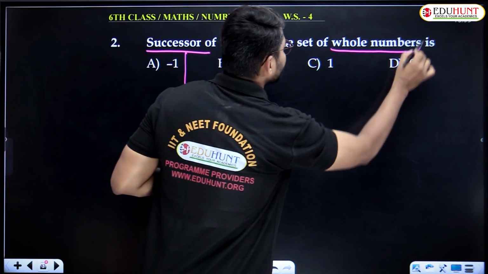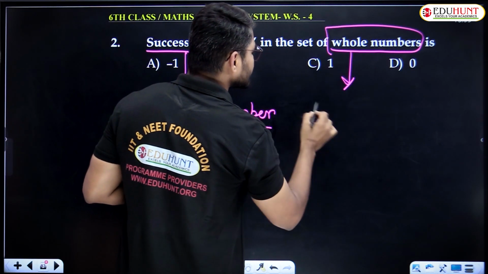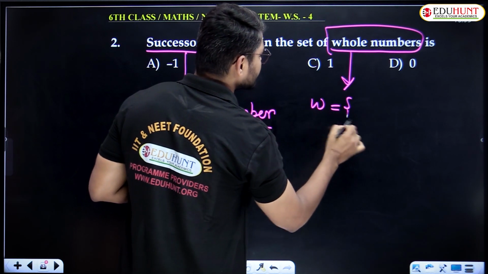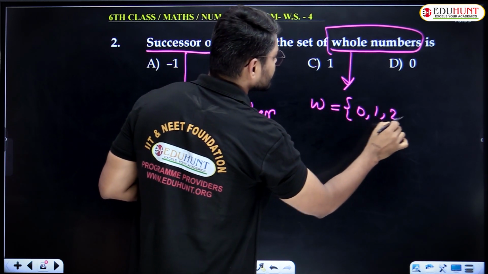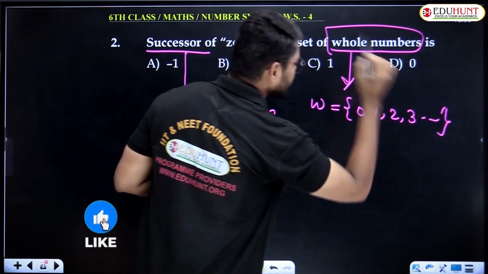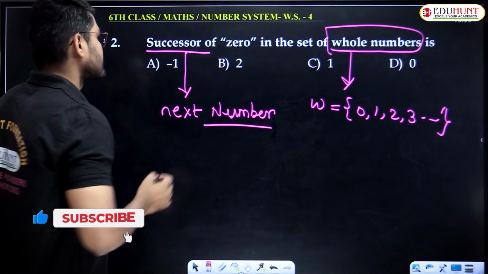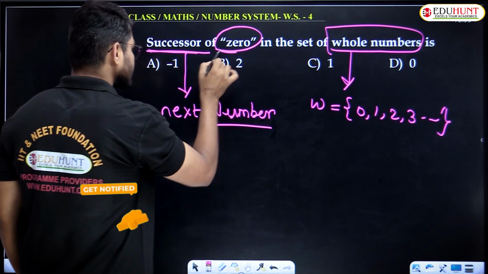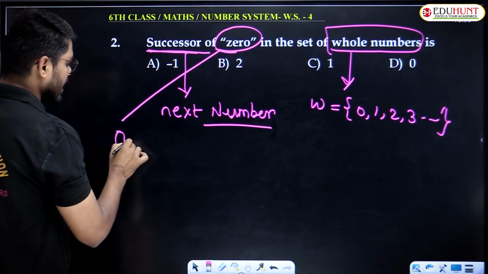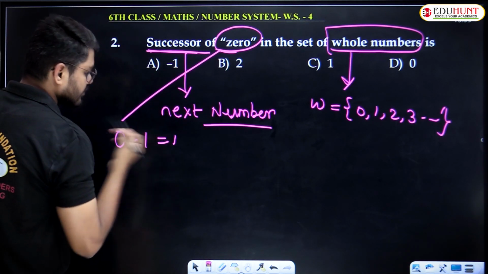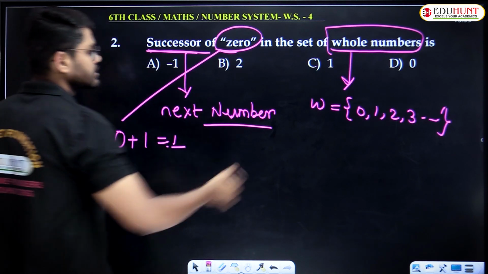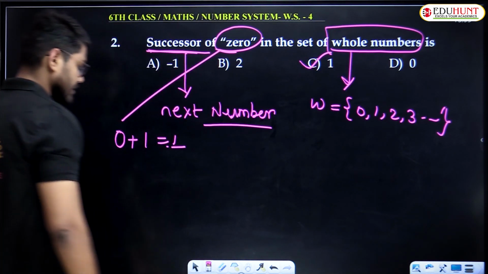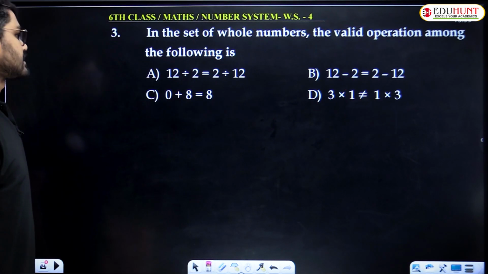Here, the set of whole numbers. Whole numbers are denoted by W. Those are 0, 1, 2, 3 and so on. Successor of 0 in the set of whole numbers: we have to add 1. 0 plus 1 is equal to 1. So the answer for this question is 1, that is option 3. Let's move on to the next one.